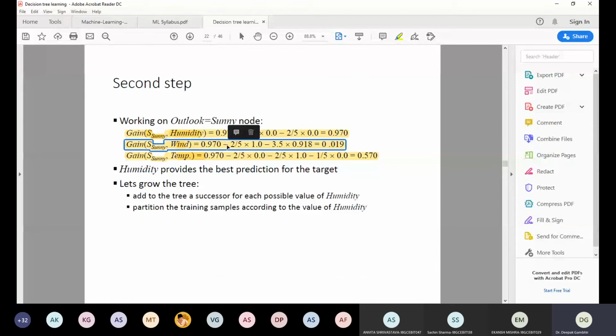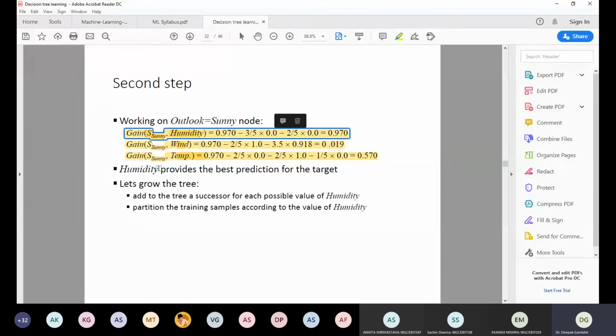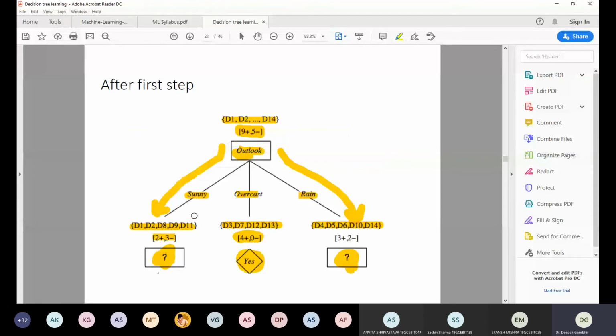If we take that parameter to be wind, then again the 2 outputs are possible. We will compute the entropy on the basis of that. Similarly, if we take temperature, the 3 outputs are possible. We will compute the entropy on the basis of that. Then, from the entropies, we will compute the information gain, and the maximum information gain is in the case of humidity. So humidity provides the best prediction for the target. So now we choose this node as the humidity one, because it is giving me the maximum information gain.